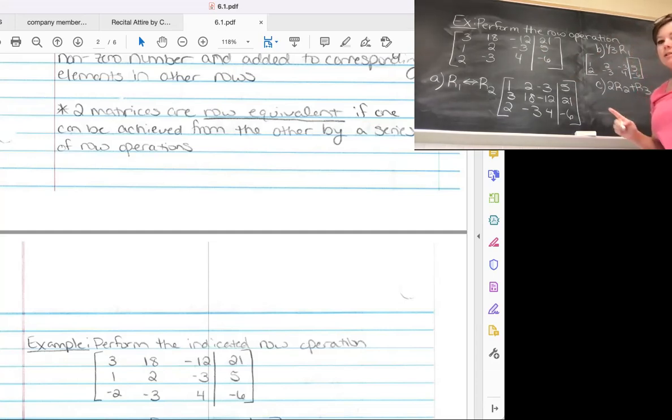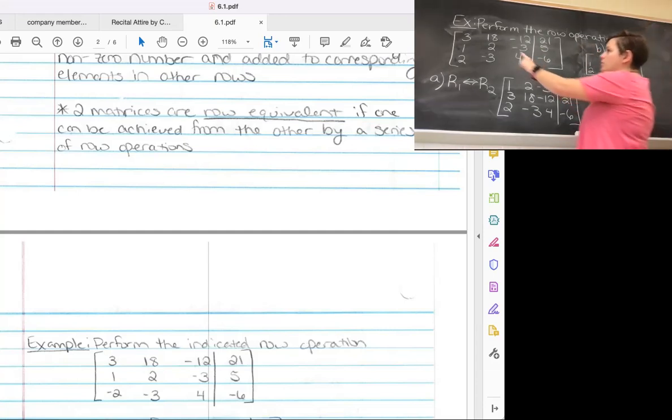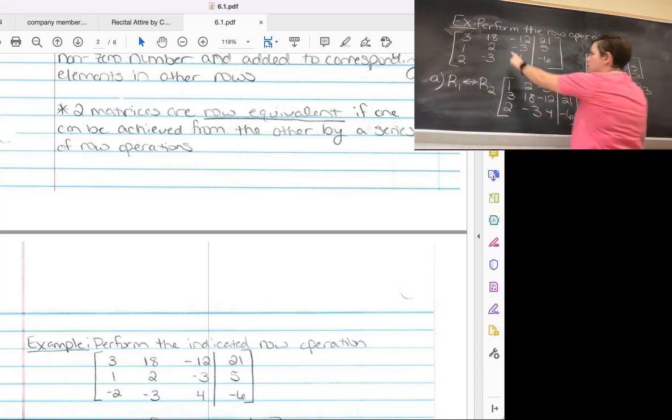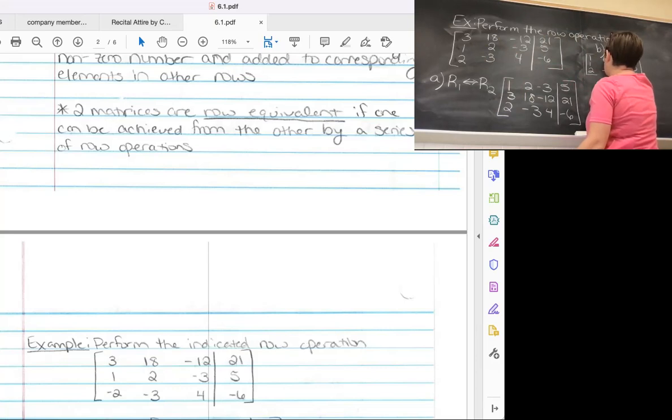But what I am doing is I'm taking every element that's in row 1 and I'm multiplying it by 1/3. So 1/3 times 3 will give me 1. 1/3 times 18 will give me 6. 1/3 times -12 will give me a -4. And 1/3 times 21 will give me 7.